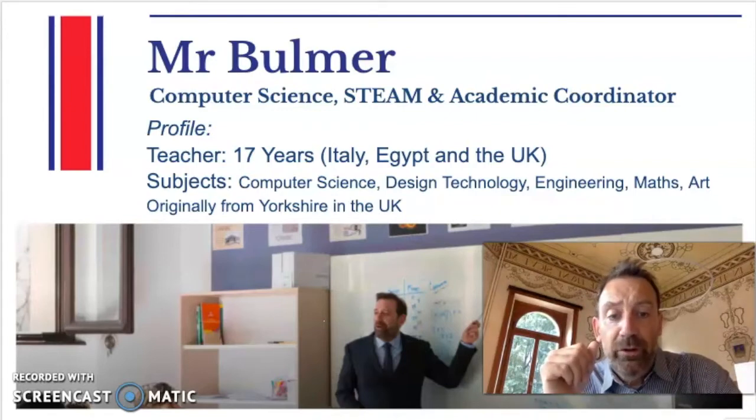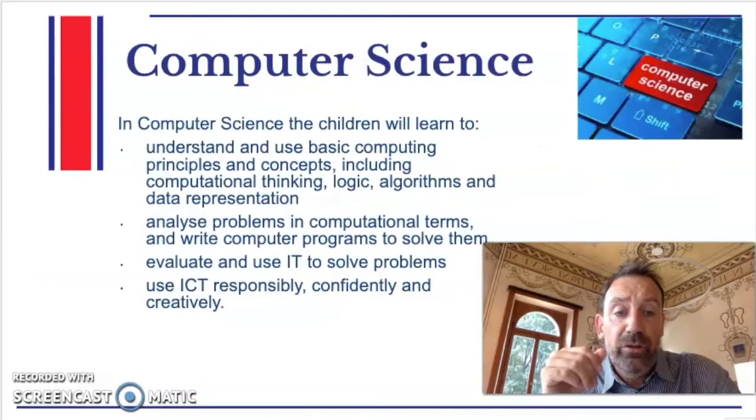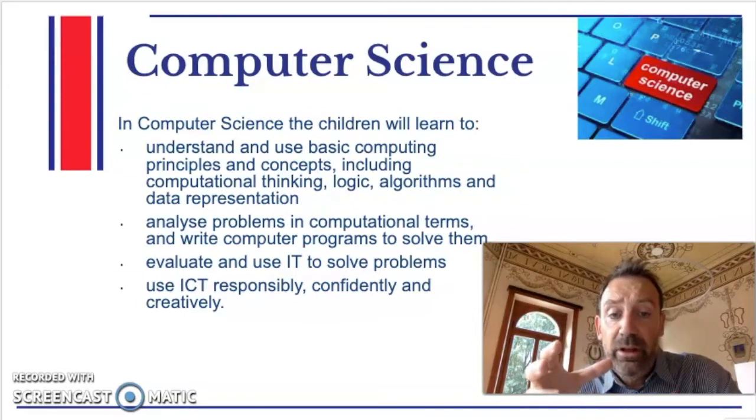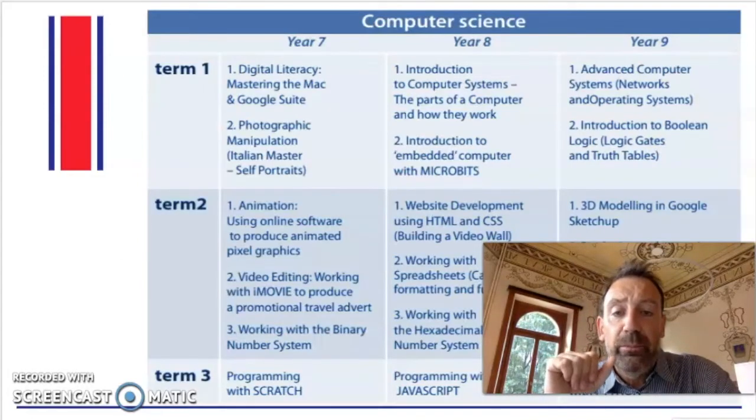So, moving on to my main subject, computer science, which all the students will do in years 7, 8, and 9. All the students will get 2 periods a week of computer science. In year 7, we'll start off looking at basic concepts and basic principles, including computational thinking and logic, and we'll do a little bit of programming. Just going to show you the syllabus.